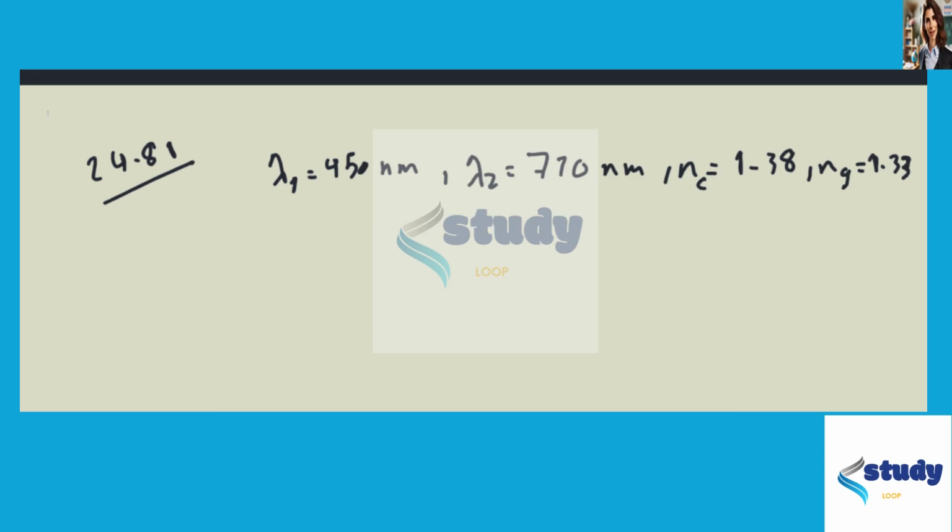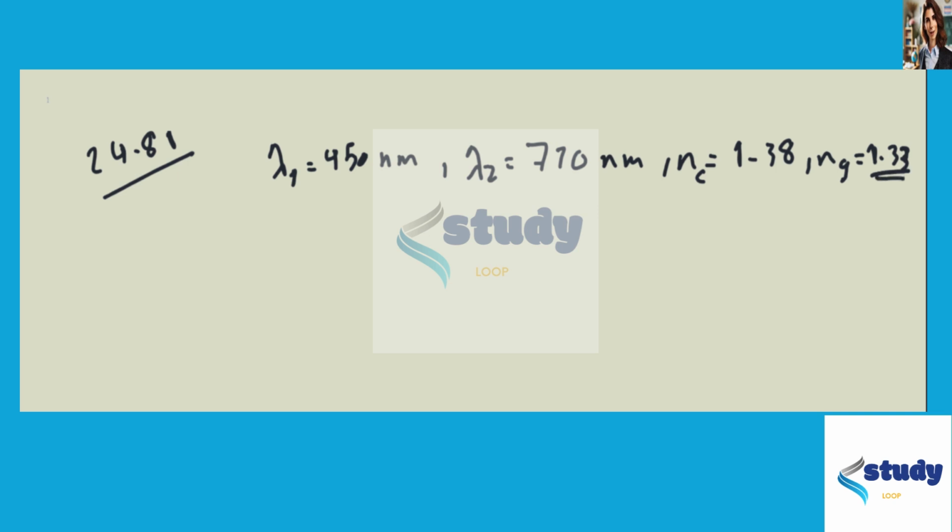Okay, so this is problem 24.81. We have a glass lens with a refractive index of 1.33, and we're going to coat this lens with a coating that has a refractive index of 1.38. We want this coating to be anti-reflective for both of these wavelengths. What should be the thickness of the coat so that 450 nanometers will not be reflected, and what should be the thickness so that 720 nanometers will not be reflected?